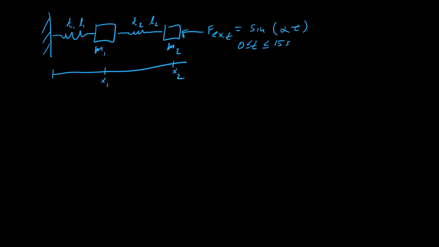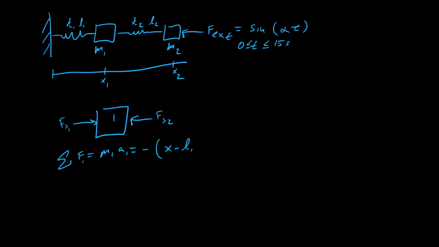So let's start off with mass 1. And so we look at that, it's going to have the force of spring 1, and then also the force of spring 2. And so the sum of the forces over that, as we would expect, is equal to mass 1 times acceleration, oh, I don't know why I wrote it 2. And that's going to be equal to negative x1 minus L1 times K1 plus x sub 2.